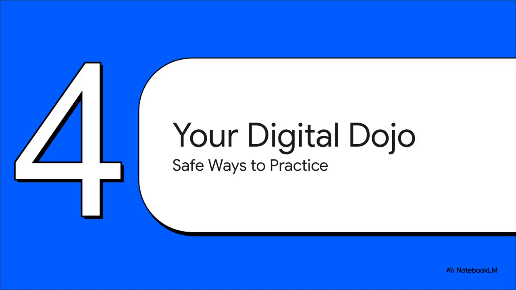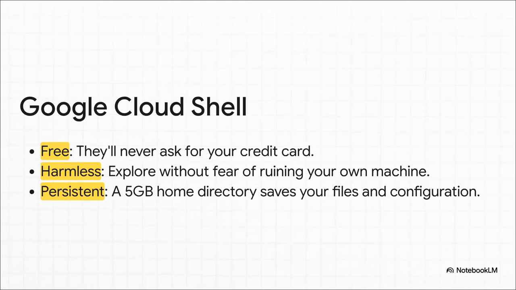Okay, so we've seen how powerful this all is. But I get it, you might be a little nervous to start poking around. What if you break something? You need a safe place to practice, right? A digital dojo. Honestly, the best place to start is Google Cloud Shell. It's a full-blown Linux computer that runs right in your browser. And it's perfect for a few reasons. 1, it's free. 2, you can't possibly break your own computer. It's totally separate. And 3, it saves your stuff, so your files and all those cool customizations we talked about will be there waiting for you next time.